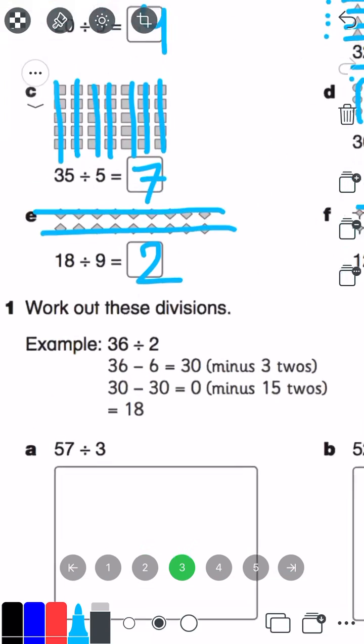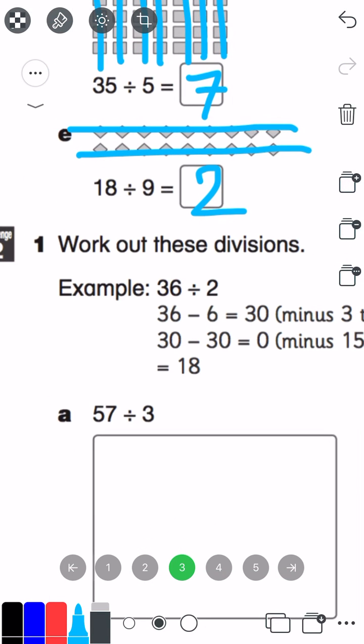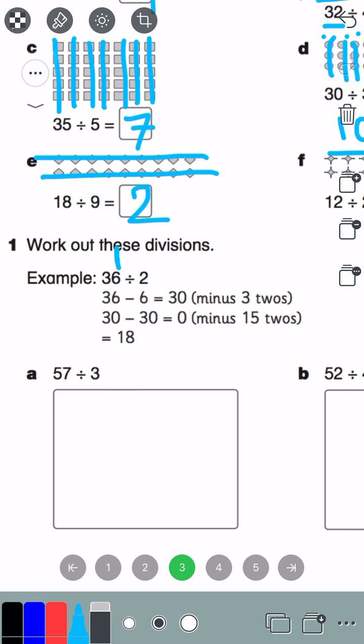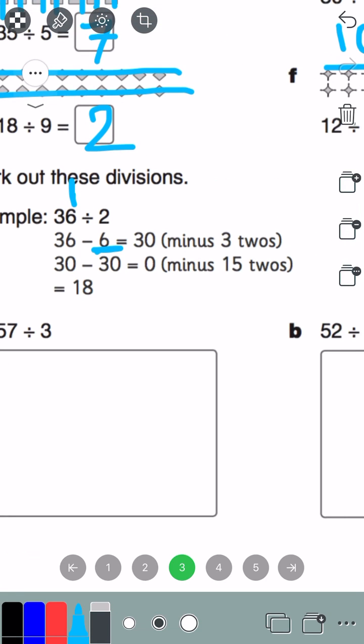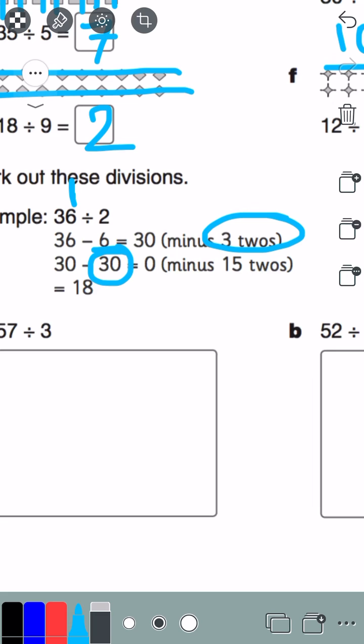Now, take this example, 36 divided by 2. Instead of counting back in 2s and then counting how many 2s you counted back, we can subtract 6, then subtract the 30. Subtract the 6 first. So 36 minus 6 equals 30. Then 30 minus 30 equals 0. How many 2s in 6? We have 3 2s. How many 2s in 30? You know that 15 times 2 equals 30. So we have 3 plus 15, that equals 18.